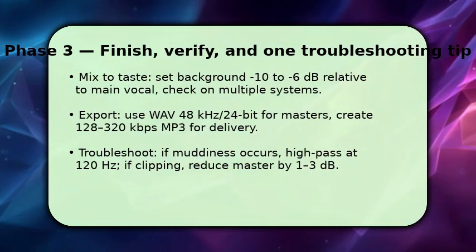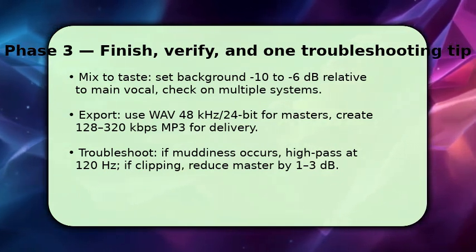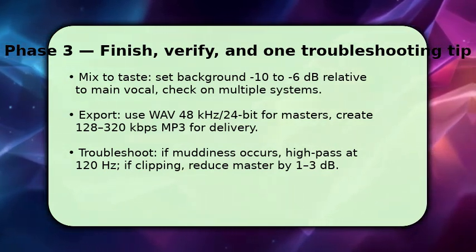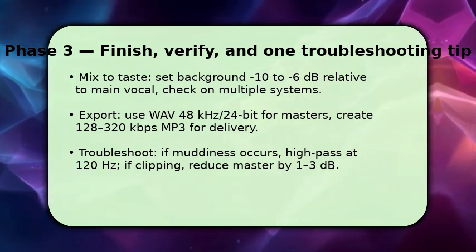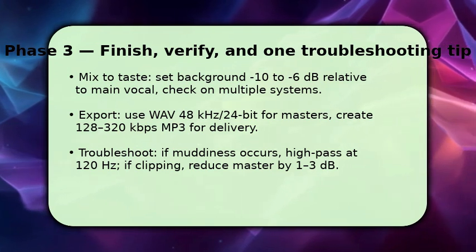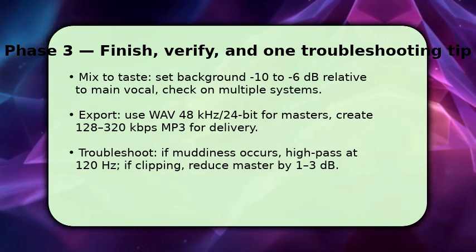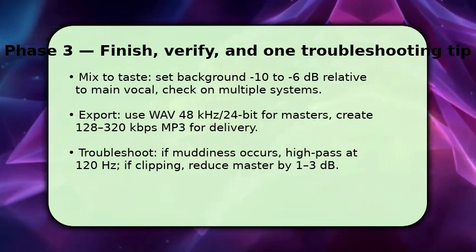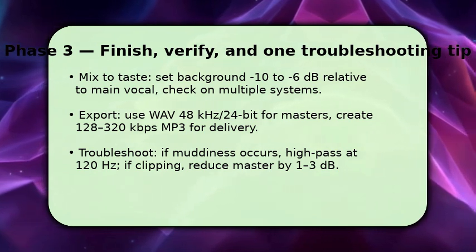You finish by balancing and exporting so the background enhances, not overwhelms. Set the background track roughly -10 to -6 dB under the main vocal and preview on headphones, phone, and monitors to ensure translation. Once satisfied, export a WAV master at 48 kHz, 24-bit, then render delivery MP3s at the appropriate bitrate. If something goes wrong, try this.